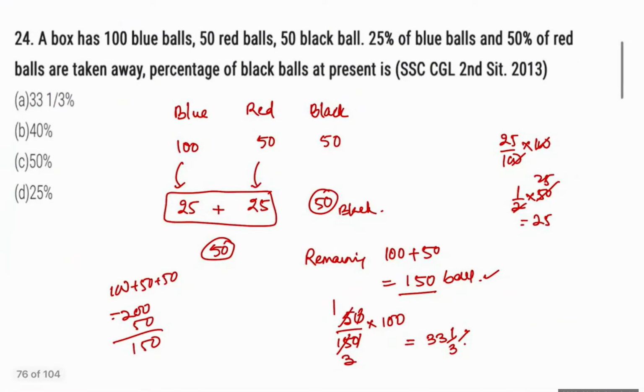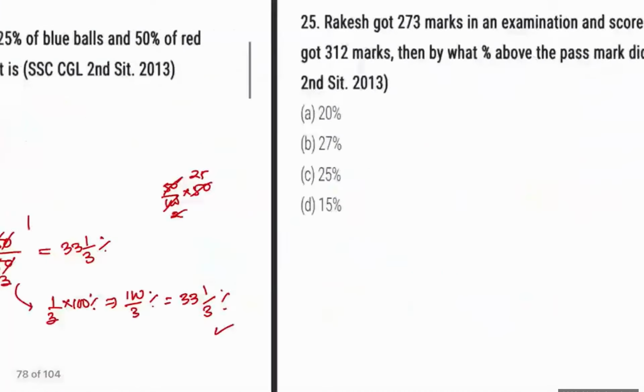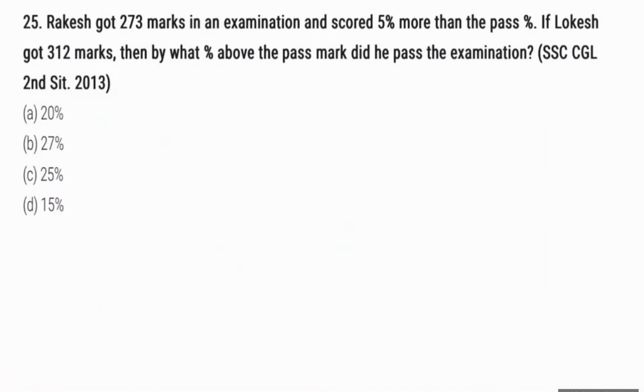Next is question number 25. Rakesh got 273 marks and scored 5% more than the passing mark. Also, his score is 4% less in the location 312 marks. Is he not pass? So I understand the passing mark.